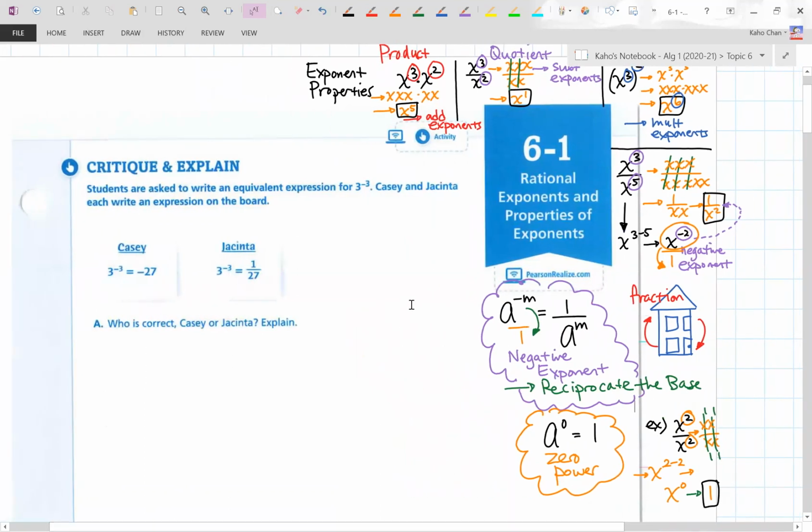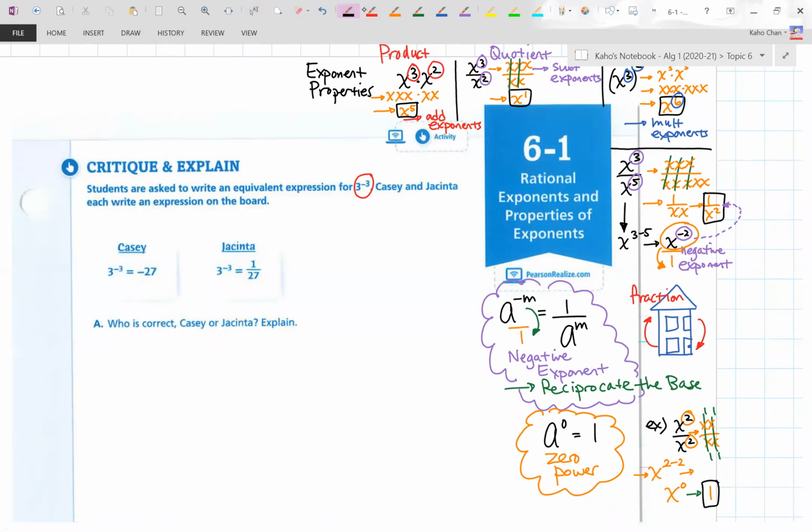Hey, let's take a look at what Casey and Jacinta are doing right here, off to the left. Students are asked to write an equivalent expression for 3 to the negative 3rd power. That's kind of weird. 3 to the negative 3rd. Casey and Jacinta each write an expression on the board. 3 to the negative 3rd for Casey is equal to negative 27, interesting. And Jacinta is 3 to the negative 3rd equals 1 over 27.